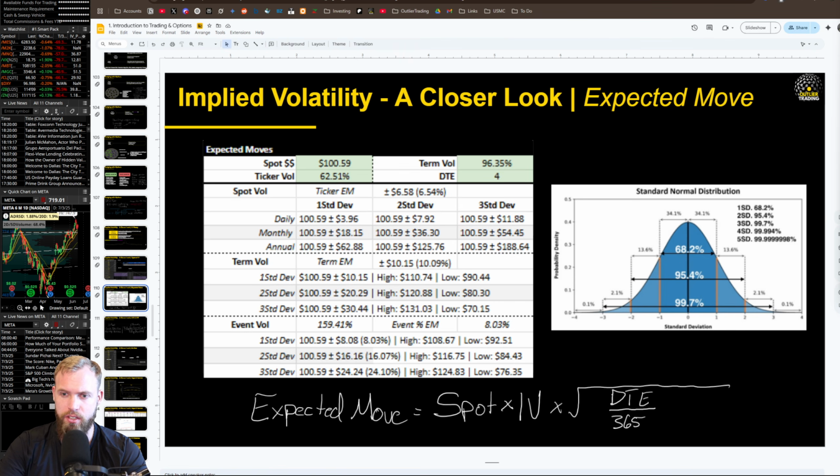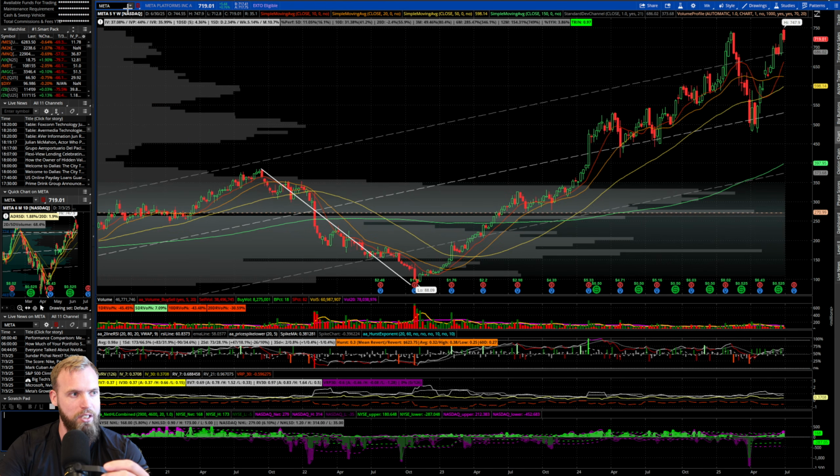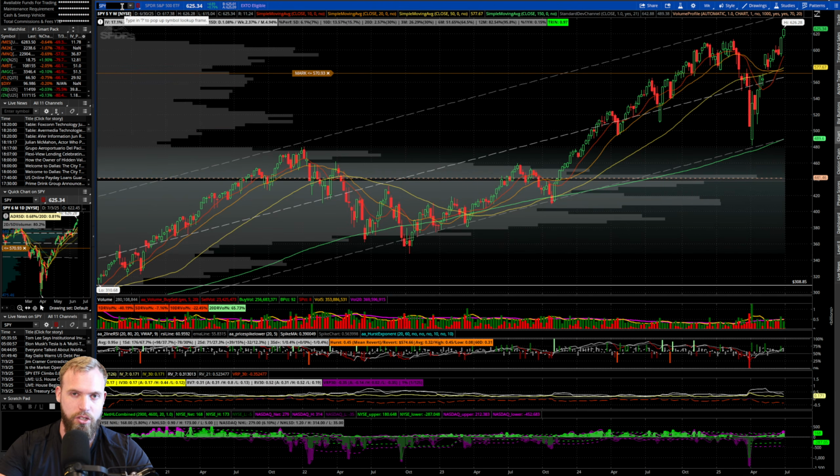Okay, so let's continue. Next, I want to talk about IV rank and IV percentile. When we're talking about volatility, it's not all that dissimilar from fundamentally analyzing a company, where you don't want to compare the sales and revenue of a tech stock compared to a utility stock. They're relative to the individual sectors and industries. It's kind of similar with implied volatility. The implied volatility for something like Meta will be very different than the implied volatility for something like SPY.